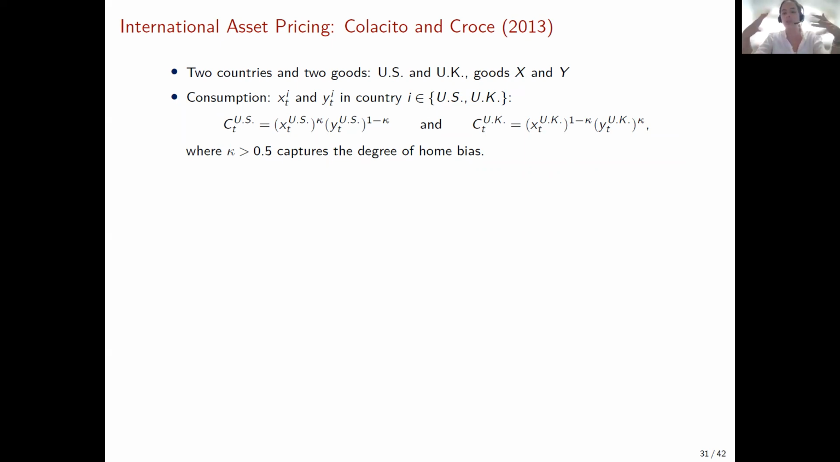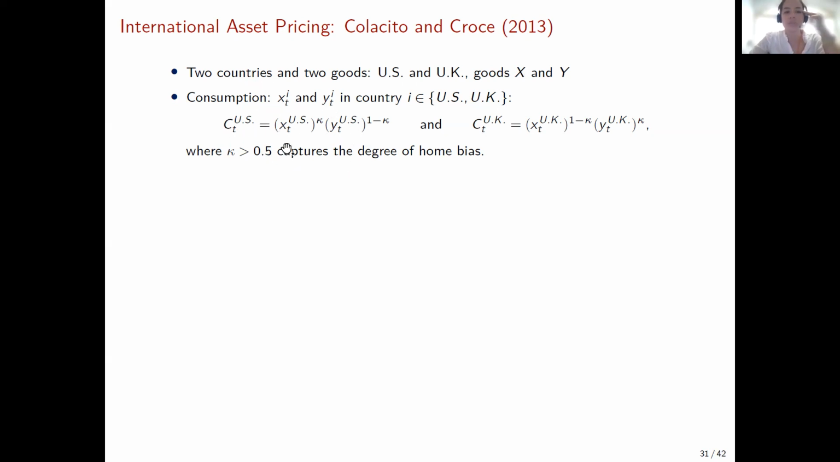So what we want to do is take their stochastic discount factors and see whether their SDFs fit our bounds. In this application, we have two countries. We have the US and we have the UK, and each country produces a good X and a Y. The consumption in these two countries is just going to be as follows. So this is very standard.